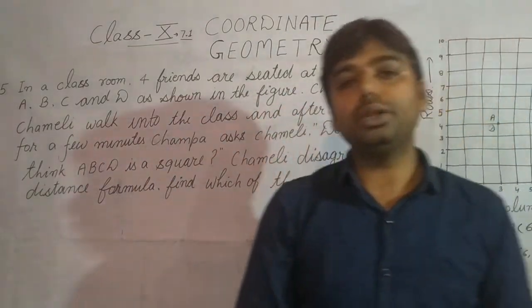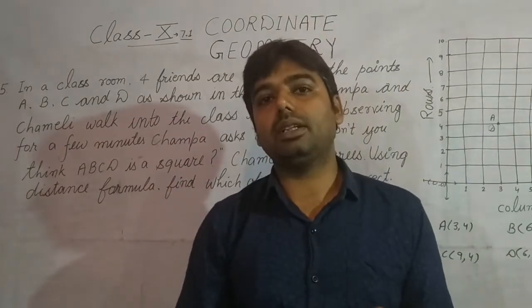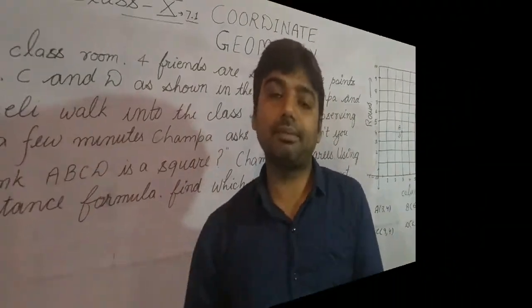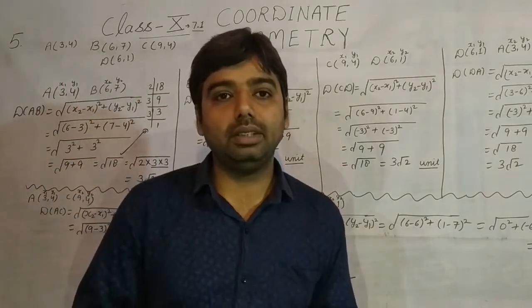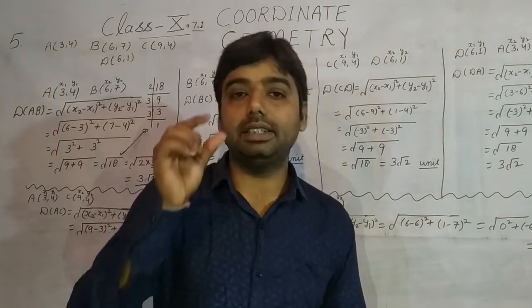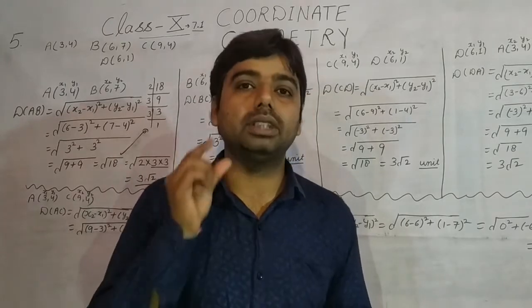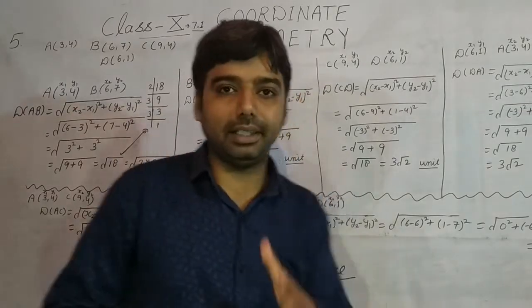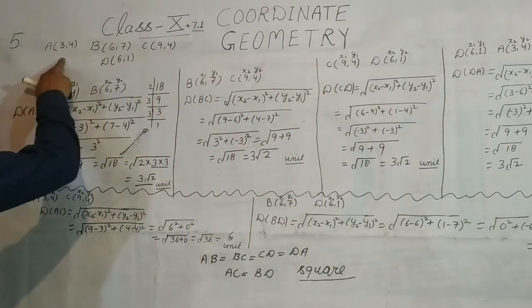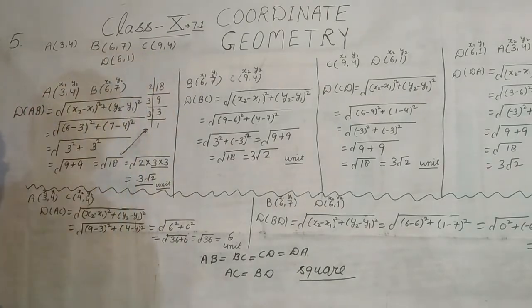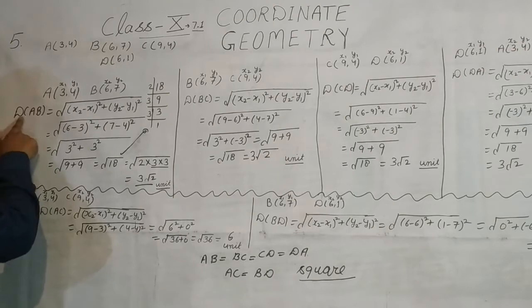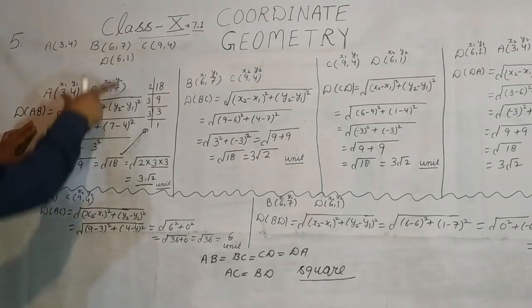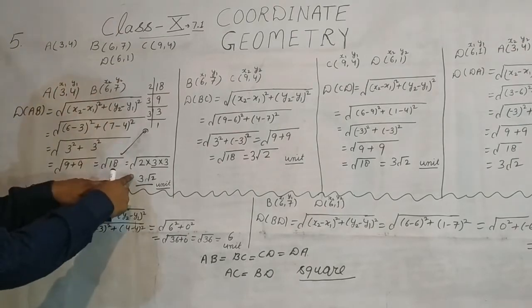So we are going to use the distance formula to find out the solution of this case. We have 4 points in this question and we find out the facts whether it is a square or not, because it is a dispute between Champa and Chameli. We have the points A, B, C and D. First of all, we are required to find out the distance between AB. This is the distance between AB.